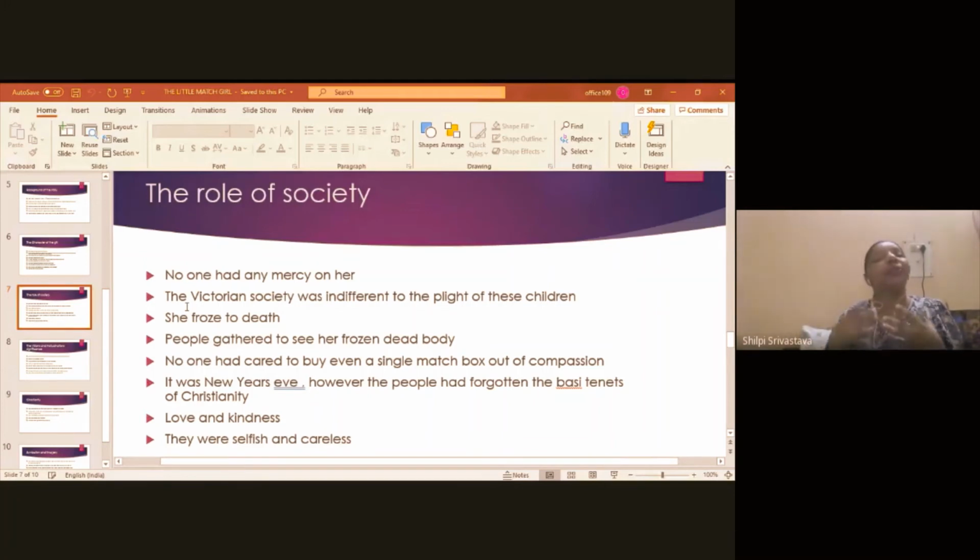And even New Year's Eve. New Year's Eve is a time where you realize how you have led your life throughout the previous year, the mistakes that you have made, and the resolutions that you take up. But here again, people did not bother about the significance of it. For them, it was just a mere celebration. Love and kindness was forgotten. They were selfish and careless.